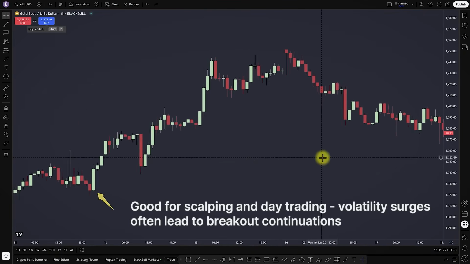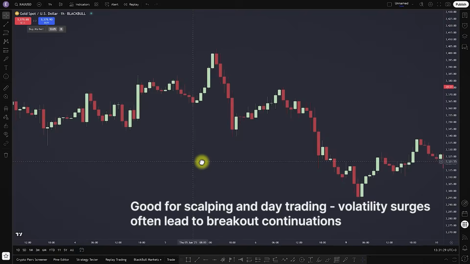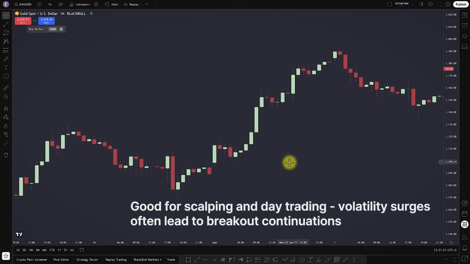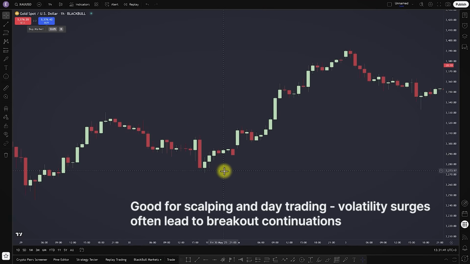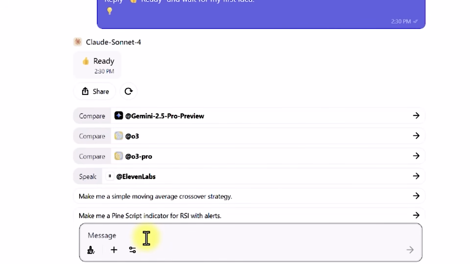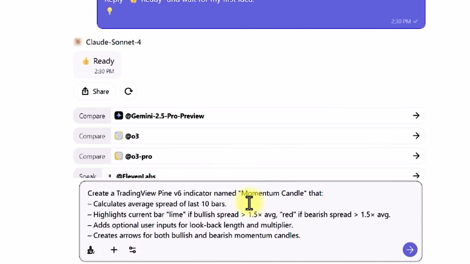This is perfect for scalping and day trading, because volatility surges often lead to breakout continuations. When the market suddenly expands its range, something important is happening. Whatever the cause, you want to know immediately. Now here's where AI changes everything. Instead of learning Pine Script, you just describe what you want. This is the exact prompt I use.